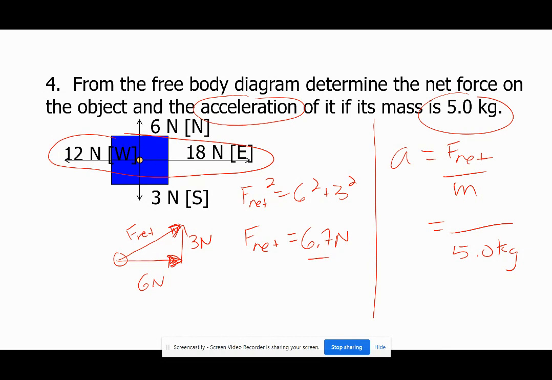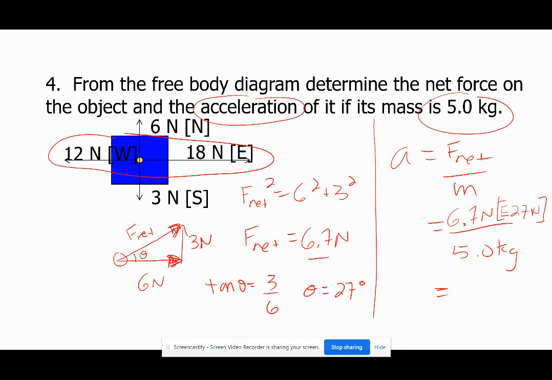That's good, but I also need the direction. I need this angle right in there. Opposite over adjacent, tan of the angle is going to be equal to 3 over 6, and the angle is going to be 3 divided by 6 is 0.5. Shift tan is 27 degrees. I'm going to round that to the nearest degree. So when I write this net force in here, I'm going to write 6.7 newtons, east 27 degrees north.